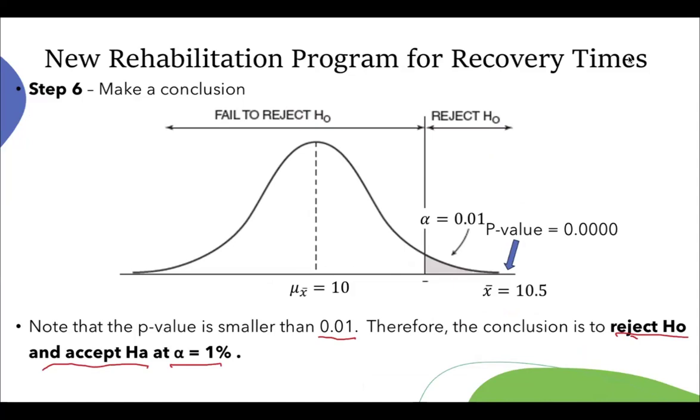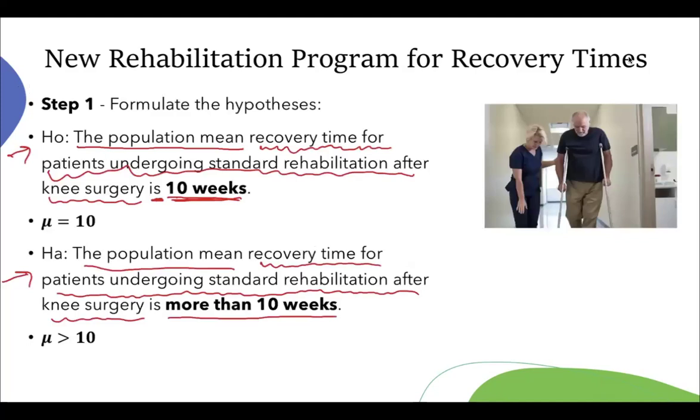While we can come to a conclusion, sometimes it's not always easy to understand what that conclusion means in the context of the problem. So go back to the null and alternative hypotheses. Our conclusion was to reject H0 and accept HA, which means that we are accepting that the recovery time is more than 10 weeks. We have evidence to prove that it is significantly more than 10 weeks.